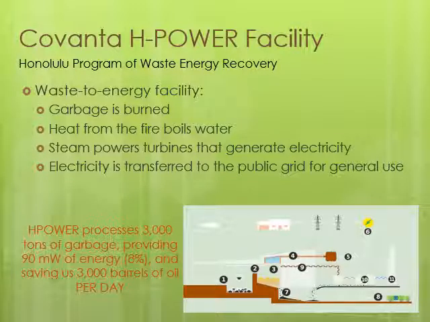Okay, so H-Power, and I think this is a little bit old, it's probably a little bit more now because they're trying to increase the amount that they can process, but it's about 3,000 tons of garbage, which is about 8% of our energy right now. Again, I think it's a little bit higher now, but that saves us, even just that 8%, over 3,000 barrels of oil per day. So that's pretty substantial. Even if burning trash is maybe not the best thing, at least we are saving a bunch of oil. So it is kind of a trade-off.